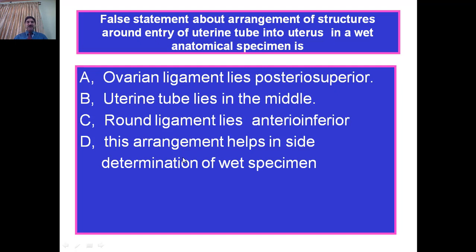Our next question is: false statement about arrangement of structures around entry of uterine tube into uterus in a wet anatomical specimen is: ovarian ligament lies posterior superior, uterine tube lies in the middle, round ligament lies anterior inferior. This arrangement helps us in side determination of wet specimen. As already discussed, ovarian ligament lies posterior superior is the wrong option.